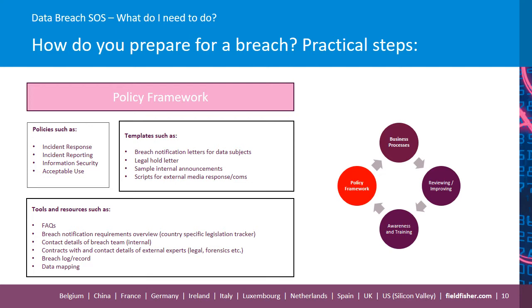Even basic things like having contact details of the breach team, the internal breach team that is, and having access to contracts and contact details for external experts. So often, if a material breach happens, you might need external legal or you might need a forensics provider to help with investigating. It's a good idea to have arrangements and contracts already set up so you can quickly call on those experts and not have to be first negotiating a contract with them before they step in to help out.